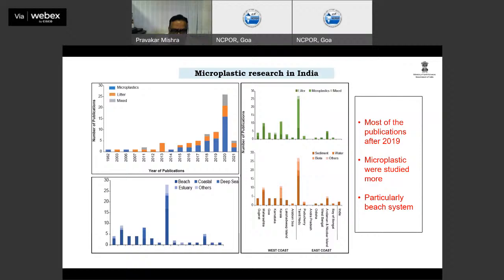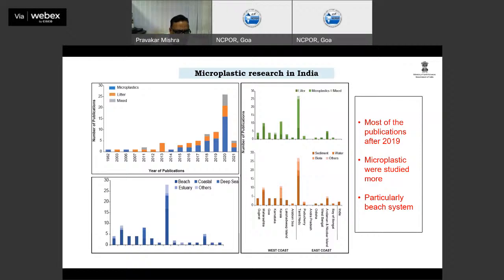If you look at the data, this is what I have drawn for the Indian coast, what has been published. In the left upper panel of the data sheet, it shows the year of publication, and you can see whether the publication is microplastic, litter, or mixed type. It started in 1982, with a paper published by a group of scientists from the National Institute of Ocean Technology when they were working in the Andaman area.